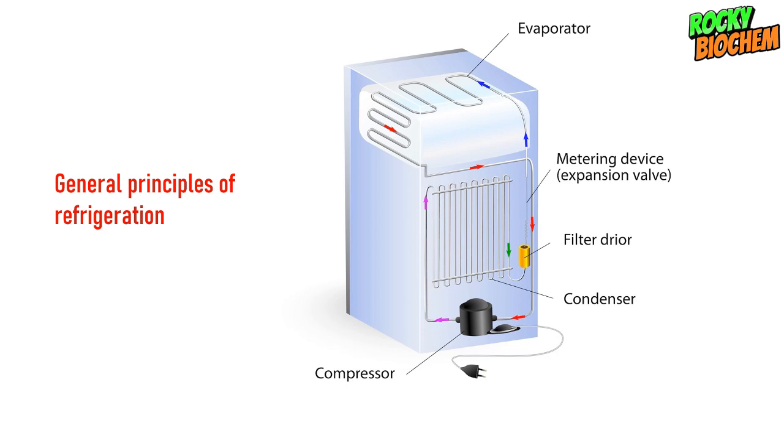The saturated vapor will then be compressed by the compressor. You see, there is this black portion here that is normally located at the back of the fridge. It is called the compressor. So this compressor will compress the refrigerant, and by compressing it, it will bring about an increase in pressure and then an increase in temperature.